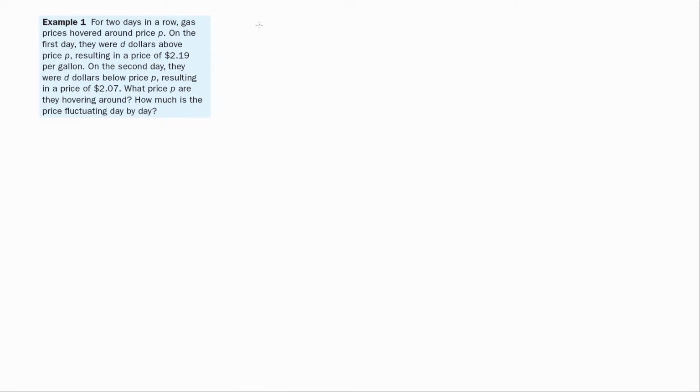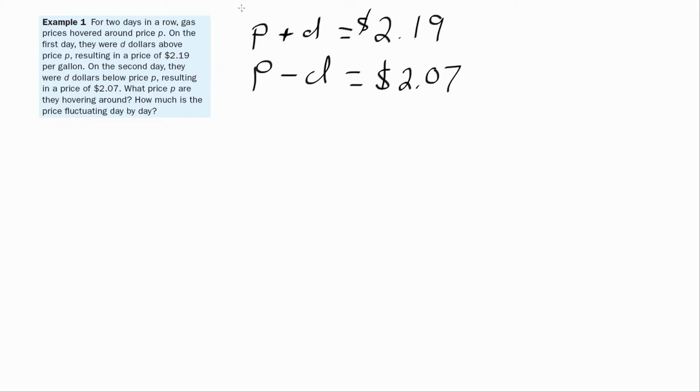Well, I need two equations, so I get price P plus D equals 2.19, and P minus D is equal to 2.07. So there's my system. Convenient.